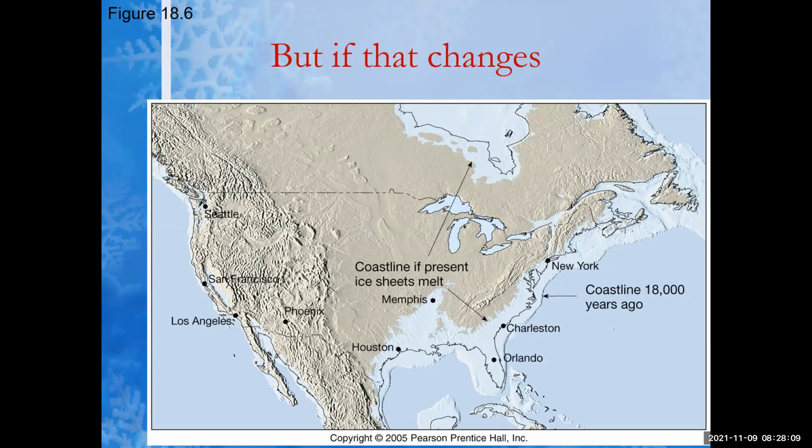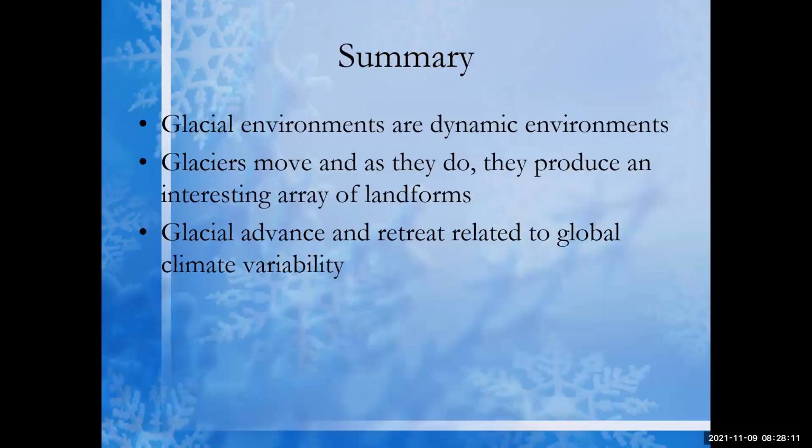All right. So in summary, glacial environments are dynamic environments. They change all the time, right? And tracking those changes gives us an indication both of what glaciers have done in the past in terms of responding to changes in global climate, and thus gives us great insight as to what we might expect for the future. So glaciers move, and as they do, they leave behind these landforms, these tremendous landscapes, both through processes of erosion and deposition.